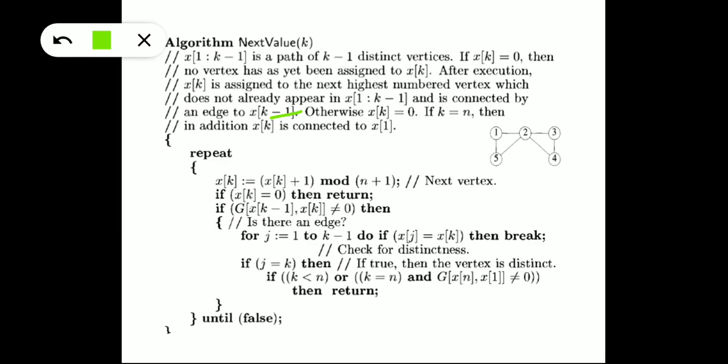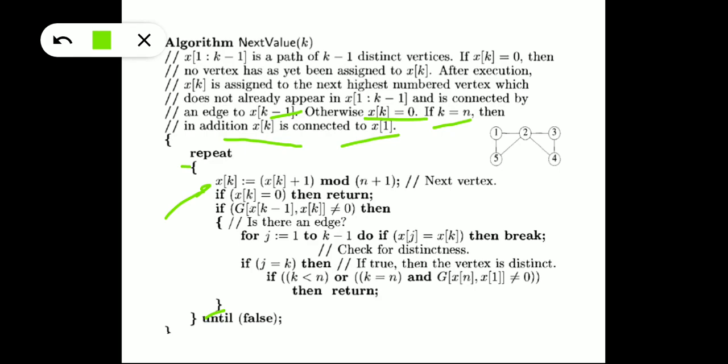Otherwise, if you don't have a suitable vertex that can be visited, then the column would be set to 0. And if k becomes equal to n, it means that it is the last vertex in the graph. Then you need an additional edge from x of k which is connected to x of 1, because it's a cycle. So repeat until is similar to our do while loop. In this do while loop, the very first statement is initializing the values of the solution vector.